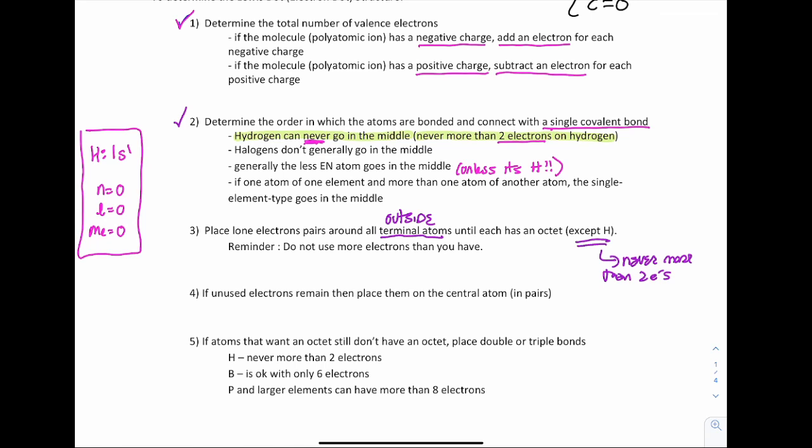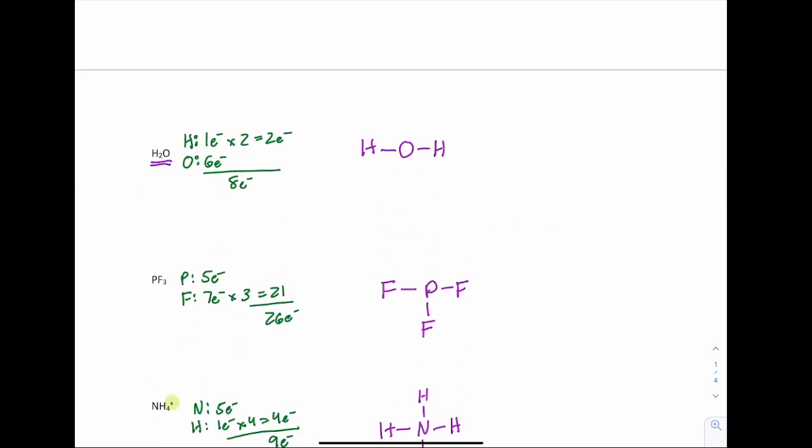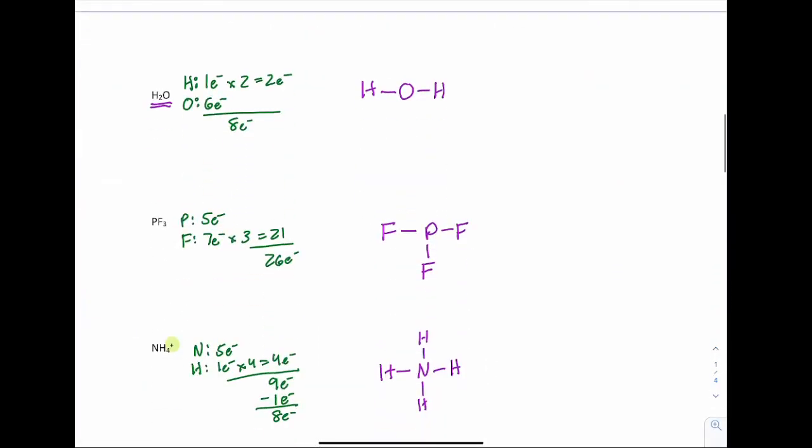So I'm going to put lone pairs around all of my outside atoms except for hydrogen until each has an octet. And then a reminder, we can't go over our total. We can't have more electrons than we determined in step 1. So let's go do that. So water, I'm doing my outside atoms again. It's hydrogen, I can't do anything. Oop, so we're going to skip that one. Sorry about that, guys.